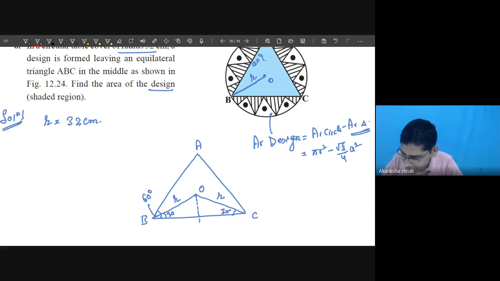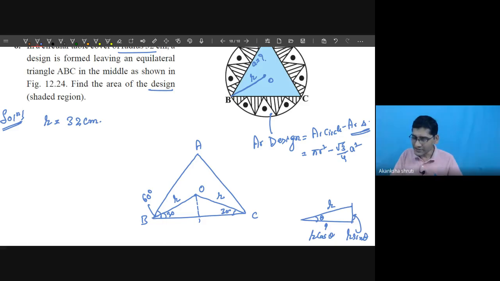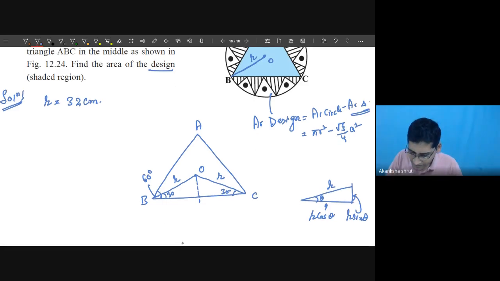Last day we had learned, if this is R, I had given you a simple trick to calculate fast. If this is the angle theta, this is R, then this base is calculated by R cos theta, and this perpendicular is calculated by R sin theta. You can use this directly. So this much is R cos of this 30 degrees, and this much is also R cos of this 30 degrees.